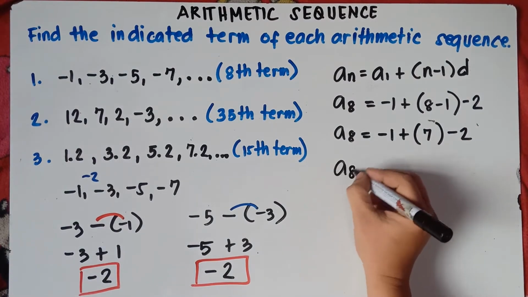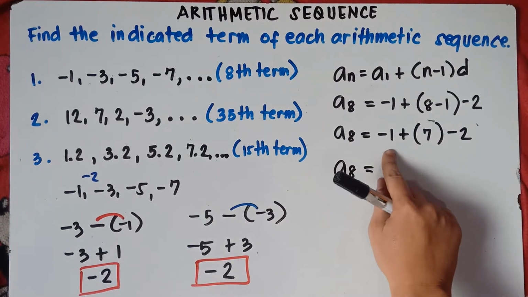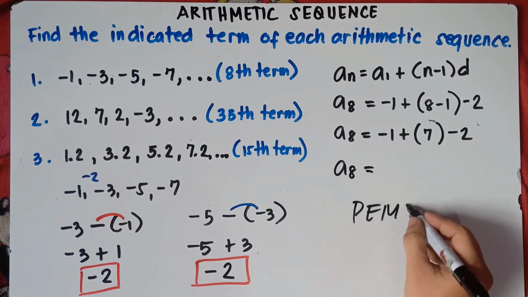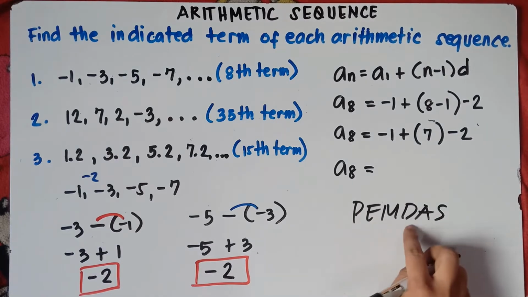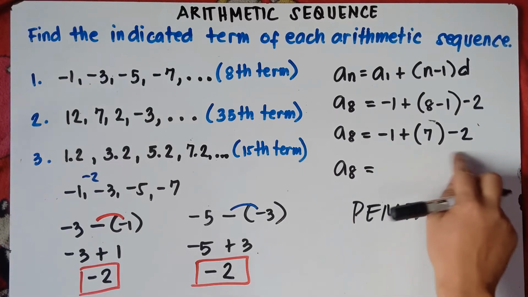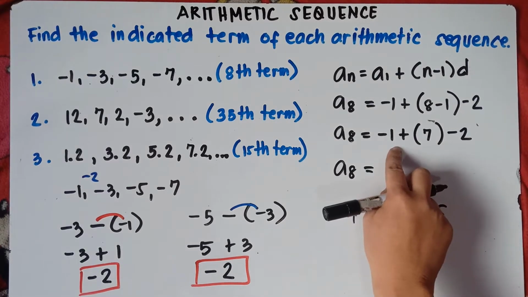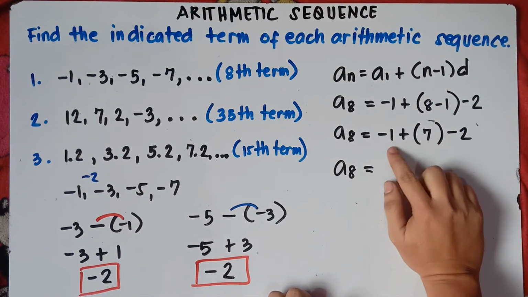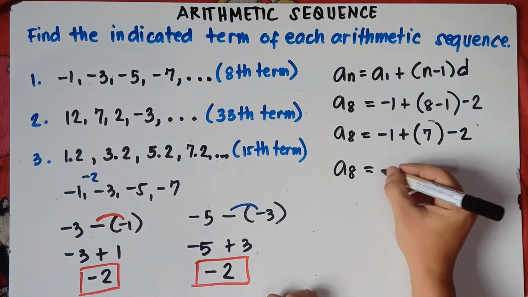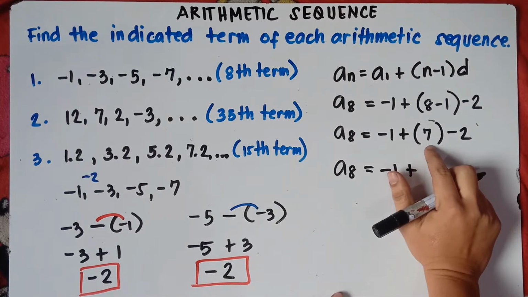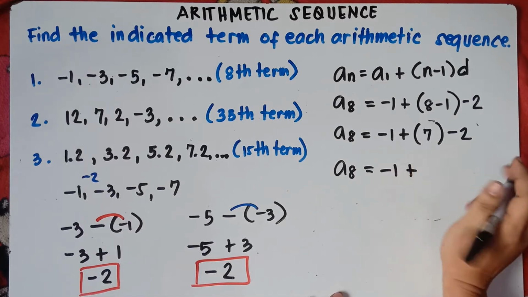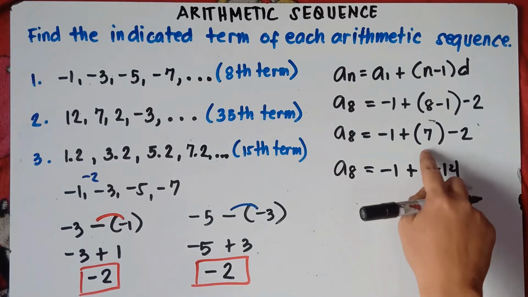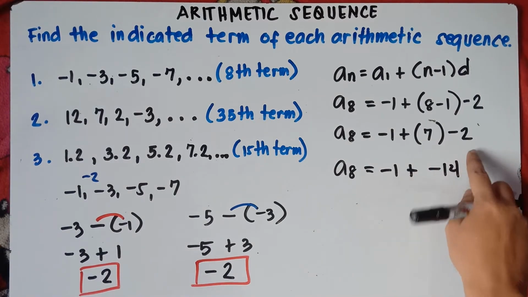Alright, so that would be a sub 8 equals, once again, do not add negative 1 and 7. You follow PEMDAS, class: parentheses, exponents, multiplication, division, addition, subtraction. So multiplication comes first before adding this negative 1. You need to multiply the 7 and negative 2 before adding negative 1. So this will be negative 1 plus 7 times negative 2, that is negative 14.